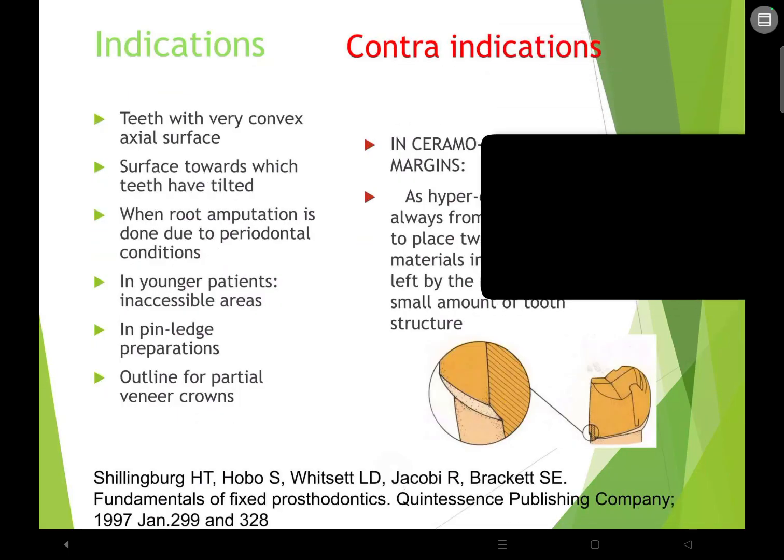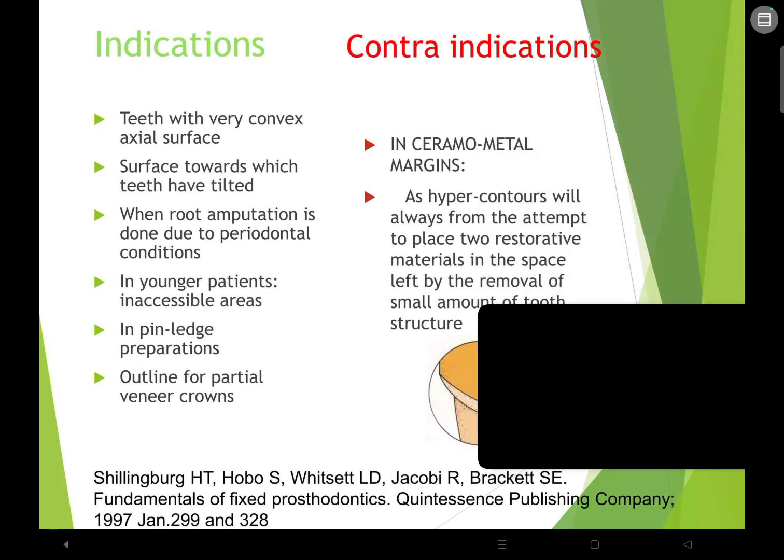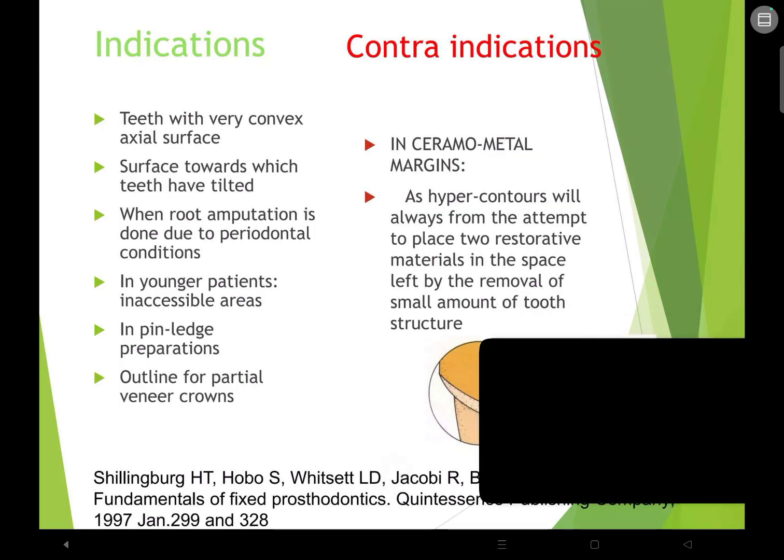So the indications: teeth with a very convex axial surface toward which teeth have tilted; when root amputation is done due to periodontal conditions in younger patients in accessible areas; a pin-ledged preparation for excess retention when you need retention; and an outline for partial veneer crowns. It is contraindicated in ceramo-metal margins, as hypercontours will always form from the attempt to place two restorative materials in the space left by the removal of a small amount of tooth structure.